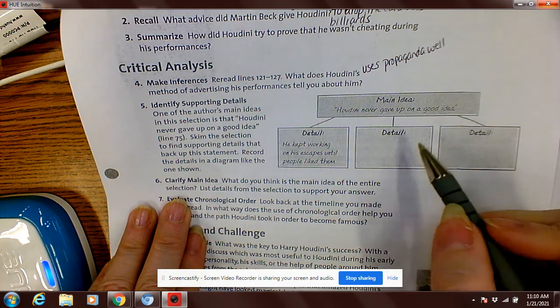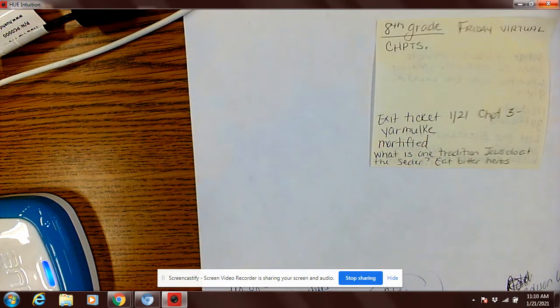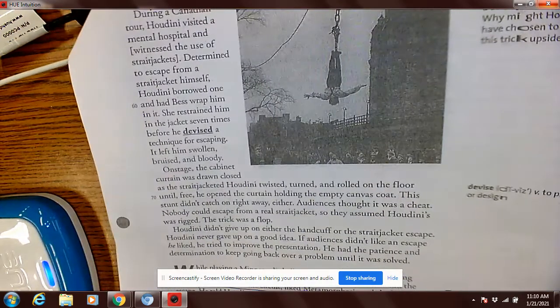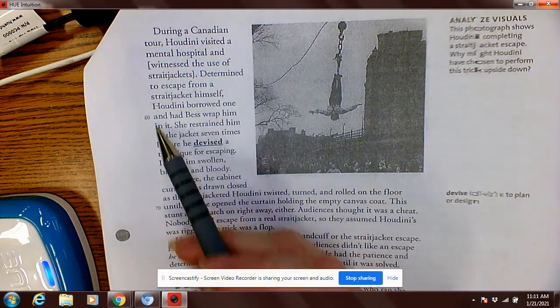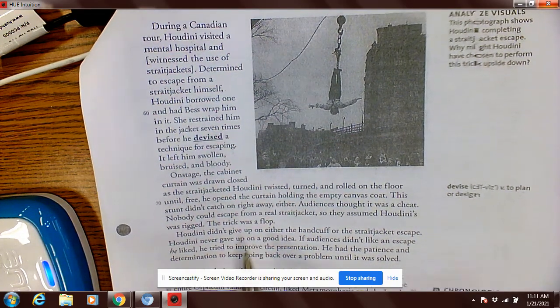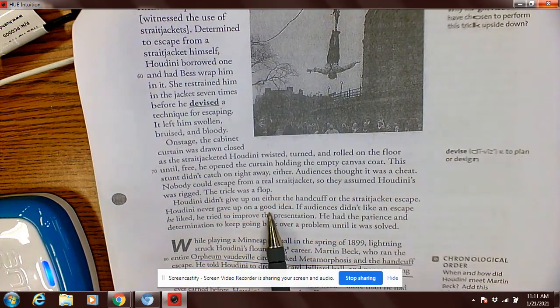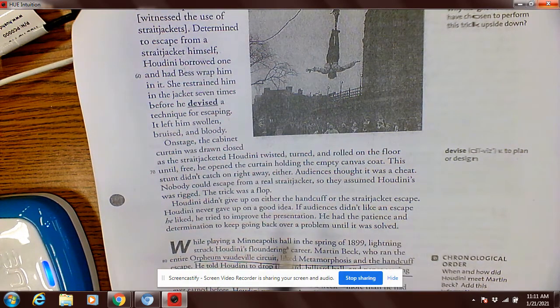So did anybody do this for homework like I asked you to? Does anybody have a detail right off the bat? Okay. So it's on line 75. So when you go into the packet, there are tiny numbers on the side. It looks like line 75 is on page 807. Do you see these little numbers here? There's line 60. Here's line 70, 71, 72, 73, 74, 75, and right there it is. Houdini never gave up on a good idea. If audiences didn't like an escape, he tried to improve the presentation. He had the patience and determination to keep going back over a problem until it was solved.